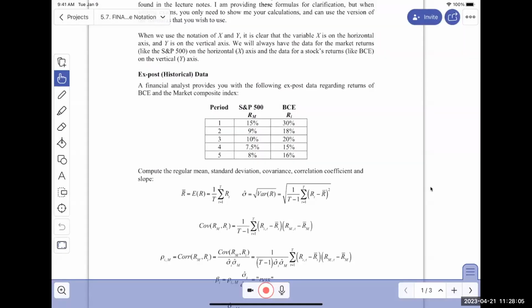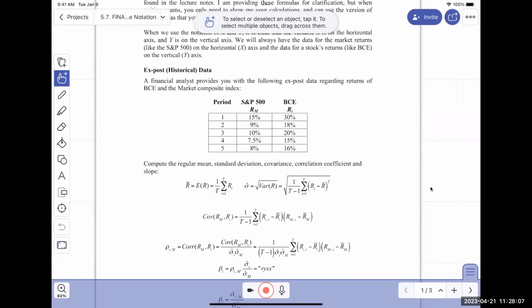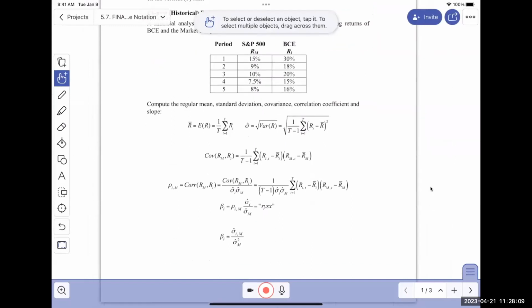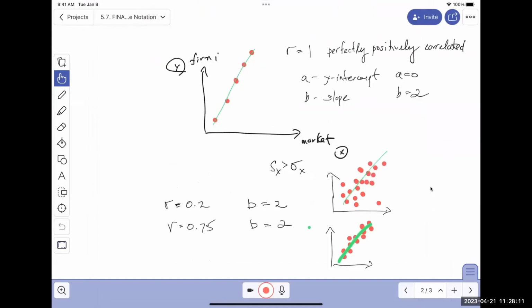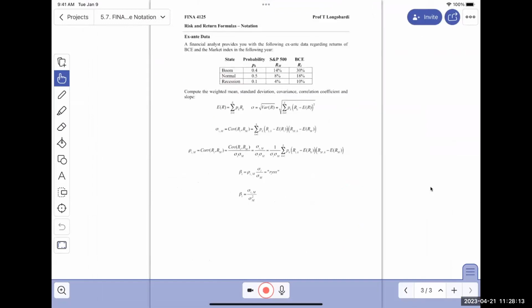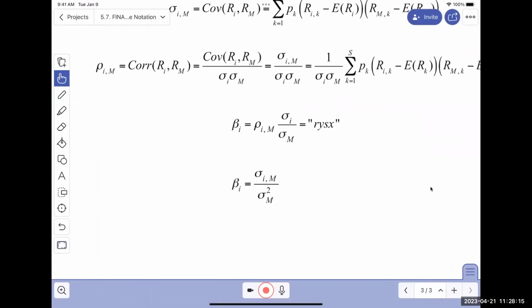All right, let's do it step by step. Okay, so my question was, how do I get this formula from this one? And the key is substituting in the correlation.